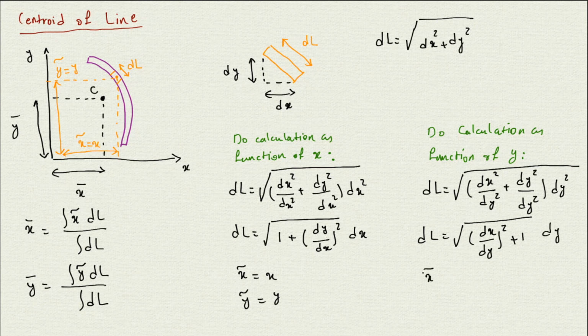And again, the centroid of that element is going to be x and y. So either we choose this one, we write everything as a function of x, and we put in these two equations to find the centroid of that line, or we go with this one, we write everything as a function of y, we replace them in this equation, and we'll find the centroid of the line.